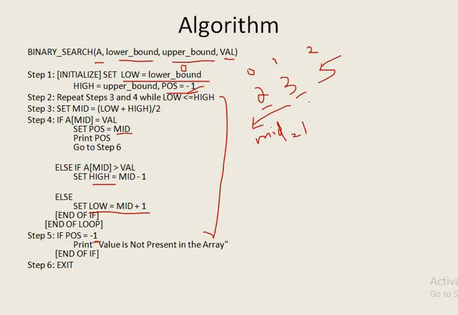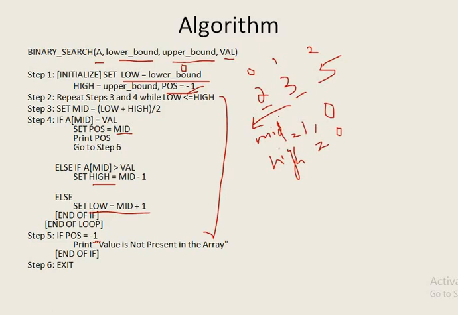Now we have to change the high value. High value will be reduced to 1 less than the mid. That is, mid minus 1 will become the high value next. That is, high will be 0 and low will also be 0. Then again the mid value will be calculated, that is, (low plus high) by 2. That will return 0 as the result. Then mid becomes 0.